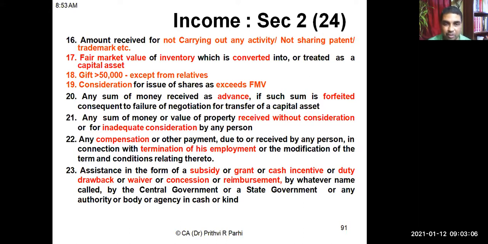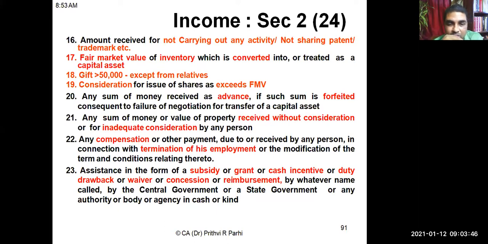Compensation or other payment due to or received by any person in connection with termination of his employment. If somebody's employment is terminated or his terms of employment are modified and he is given certain compensation, that is his income. Then assistance in the form of subsidy or grant or cash incentives, duty drawback or waiver or concession or reimbursement. All this money received from state government, central government, or any other authority, all of them will constitute income.